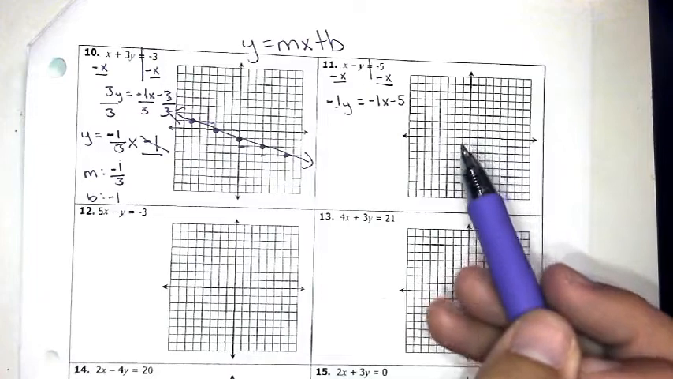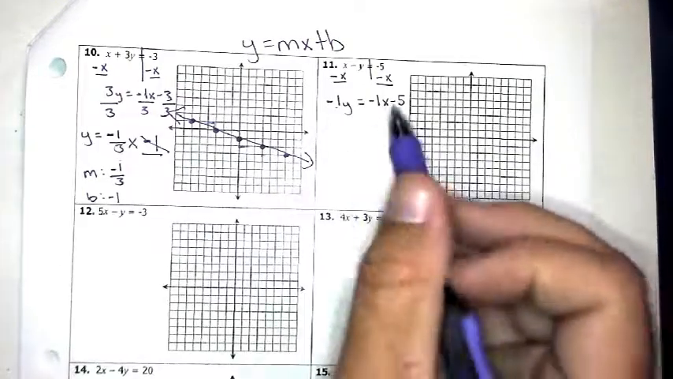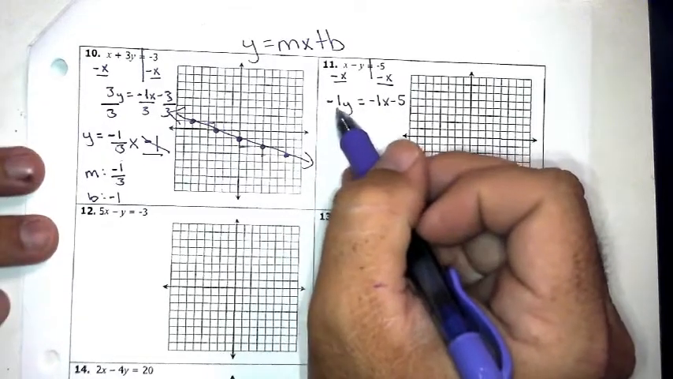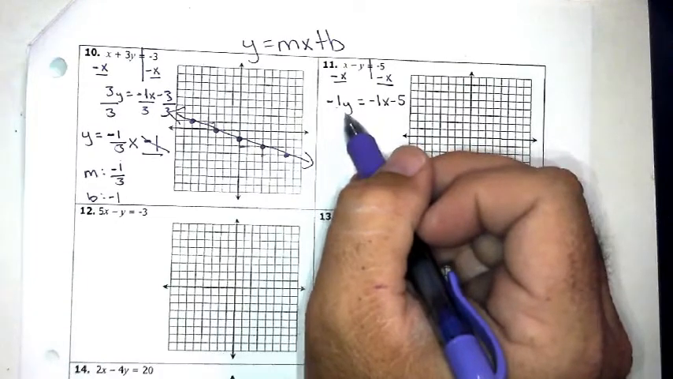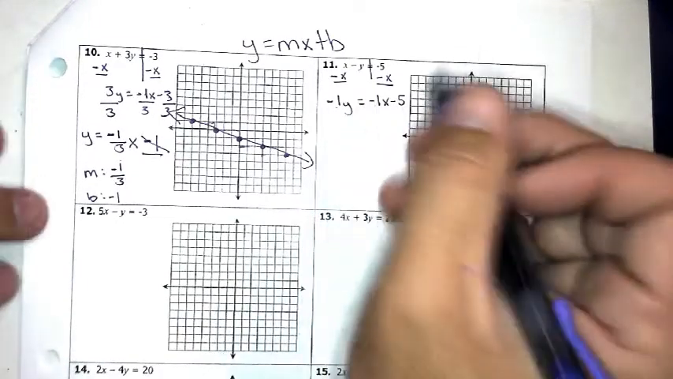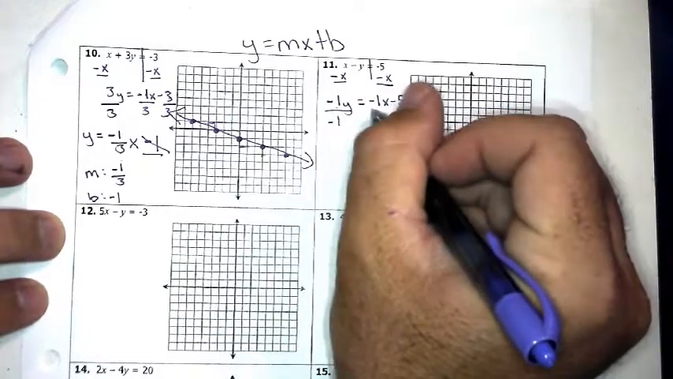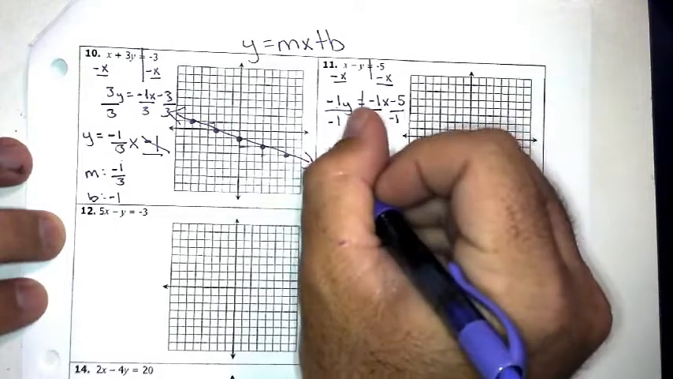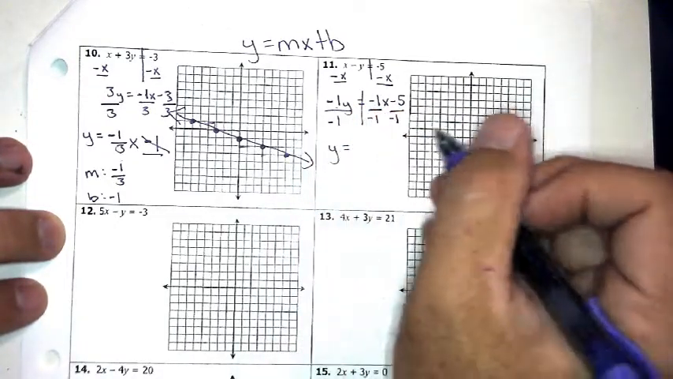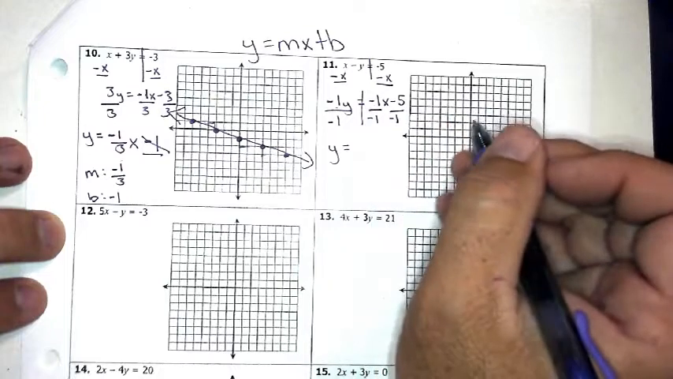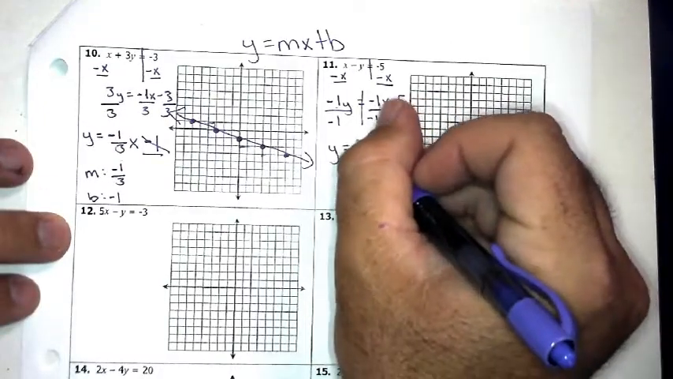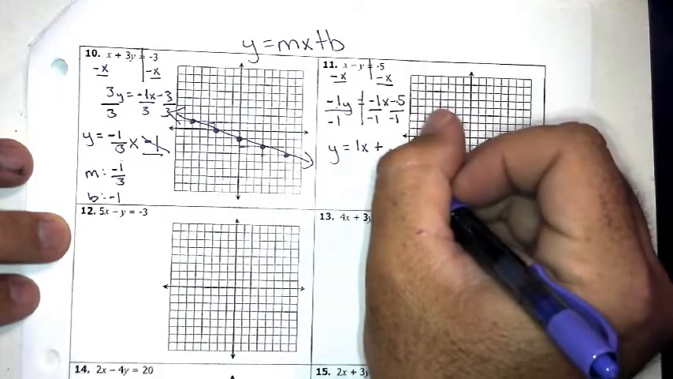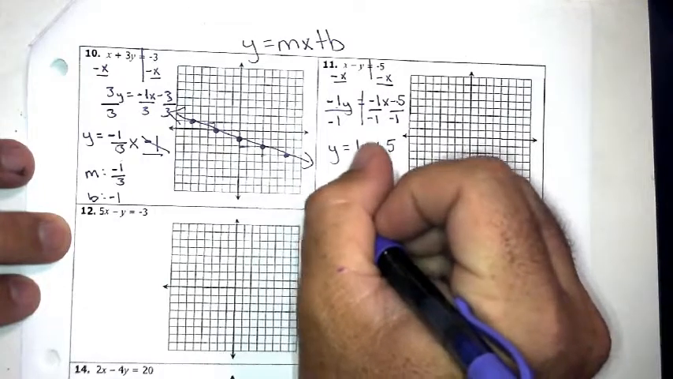Now, my goal is to get y by itself. I currently have a -1y. I want a positive 1y. So I will divide by -1 to everything. Where I get, now I have a positive y equals, what's a negative divided by a negative? Positive. 1 divided by 1 is just 1. Okay, and then negative divided by negative is a positive. 5 divided by 1 is 5. So our y-intercept is 5.